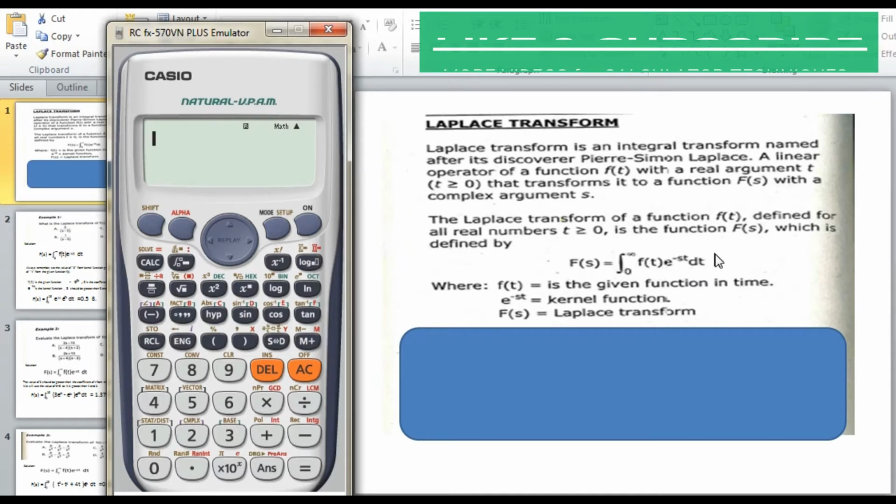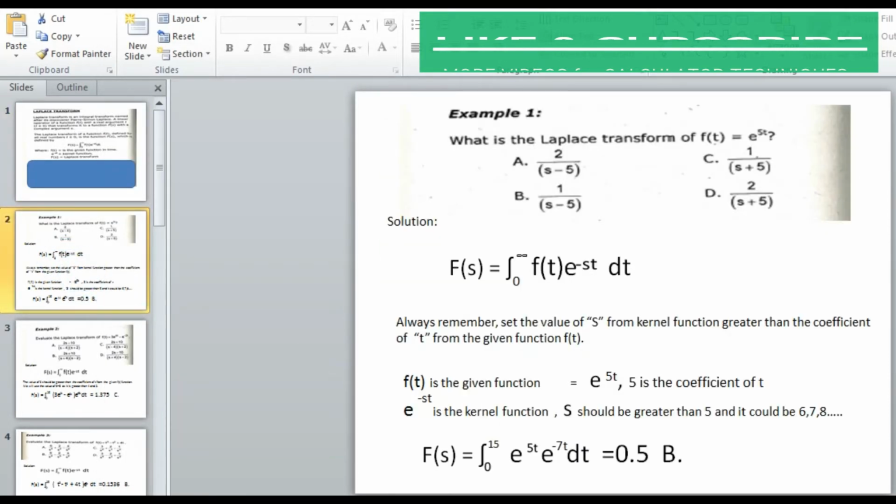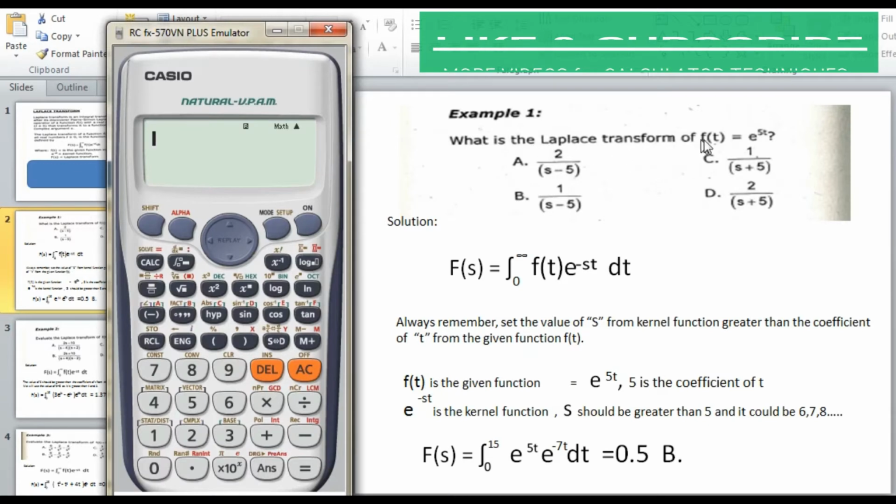Okay, so we will answer example number 1. Example number 1: what is the Laplace transform of f of t is equal to e to the power of 5t? We have 4 choices. So our solution is like this. We have our Laplace transformation formula, the integral of f of t multiplied by e to the power of negative st dt.